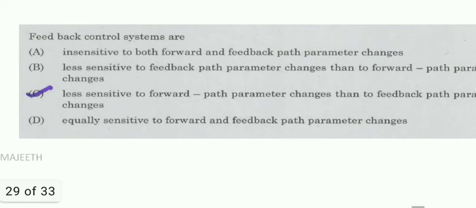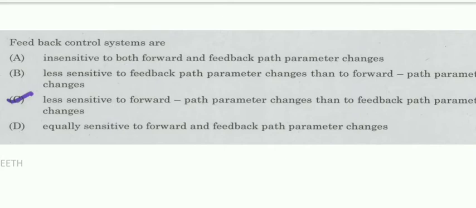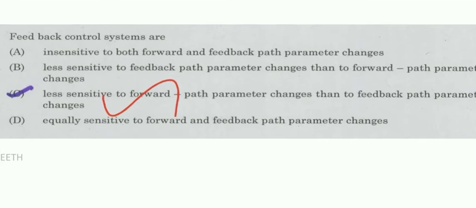Next one: feedback control systems are less sensitive to forward path parameter changes than to feedback parameter changes, right? That is the main advantage of feedback control, the negative feedback system. They won't respond, they won't change, even though the parameters are changing. So they are less sensitive to parameter changes. That is a very, very important advantage of feedback systems. So option C is the right answer, especially negative feedback.